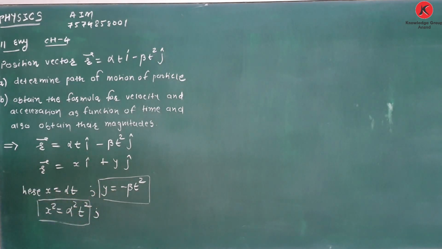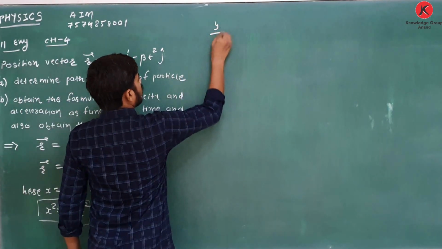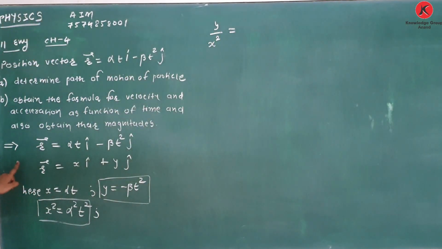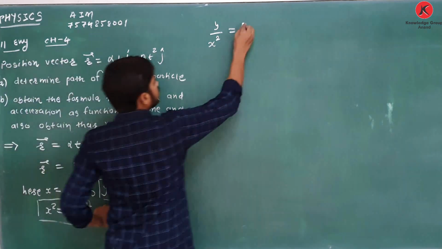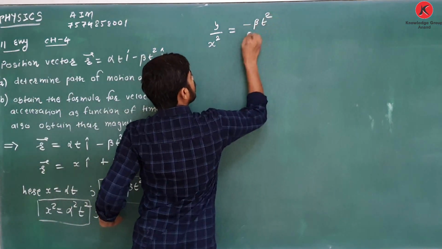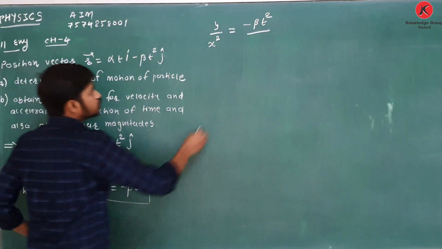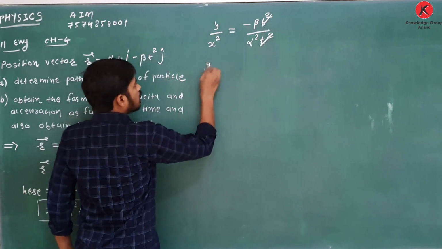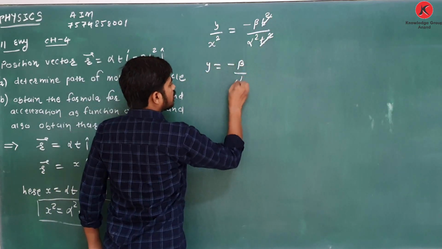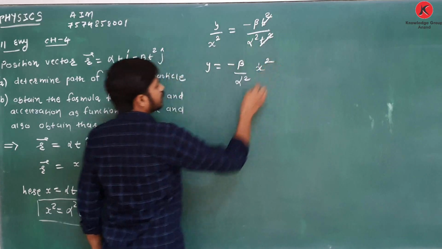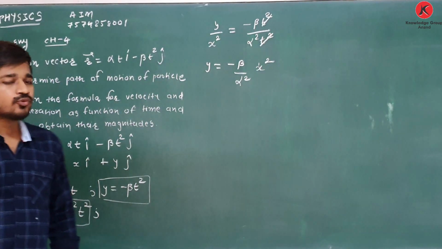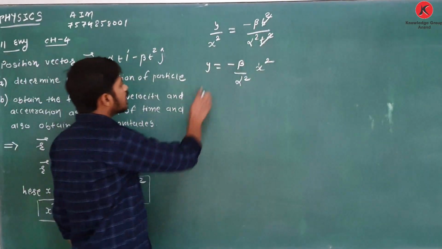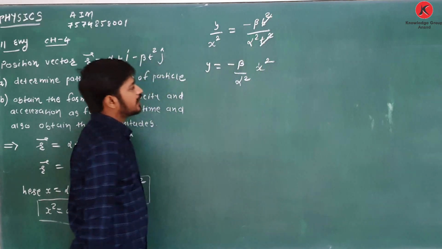Now if you take ratio of these two equations, that is y upon x square, then y upon x square is equal to what is y? It is minus beta t square upon what is x square? It is alpha square t square. So t square cancels. So y is equal to minus beta upon alpha square x square, where beta and alpha are positive constants.